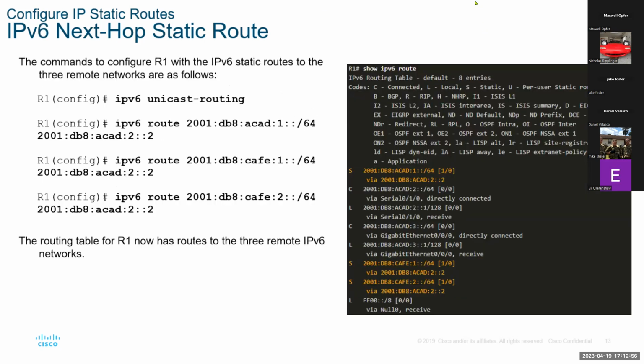For the IPv6 next hop static route, the commands for R1 are on the left, and you'll see the lovely IPv6 routing stuff, and then you'll see what they look like over on the right in the routing table.